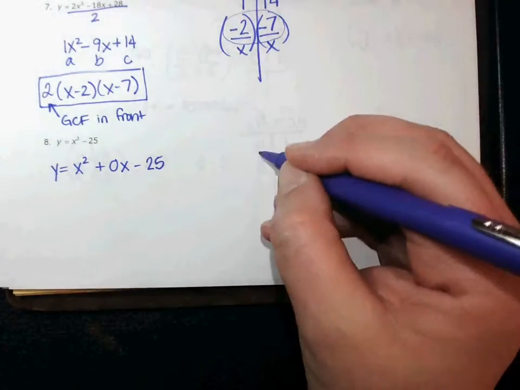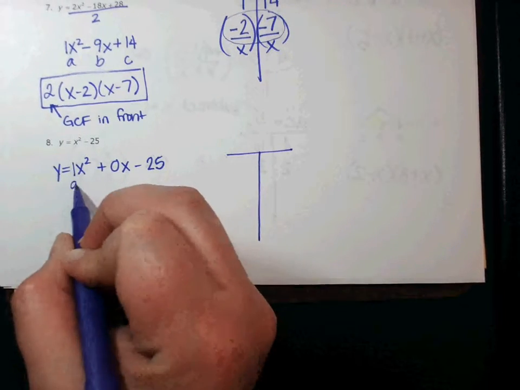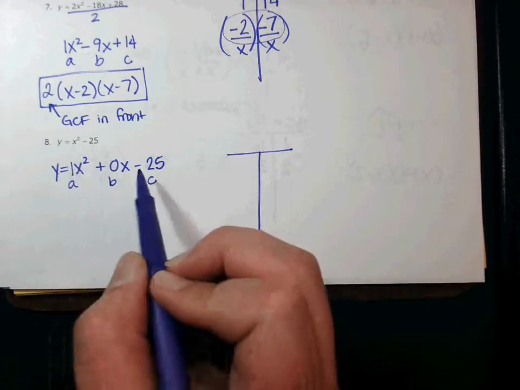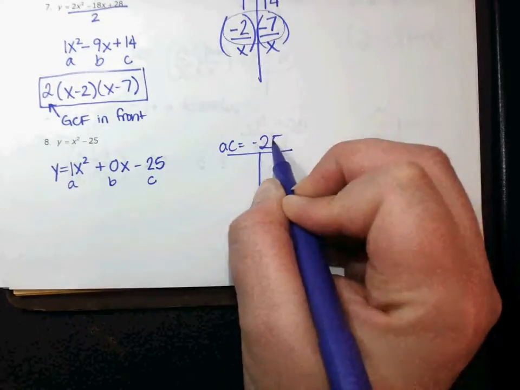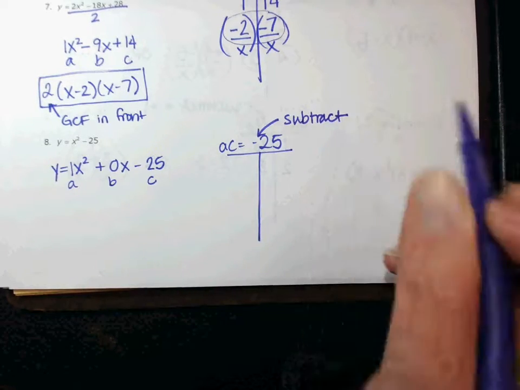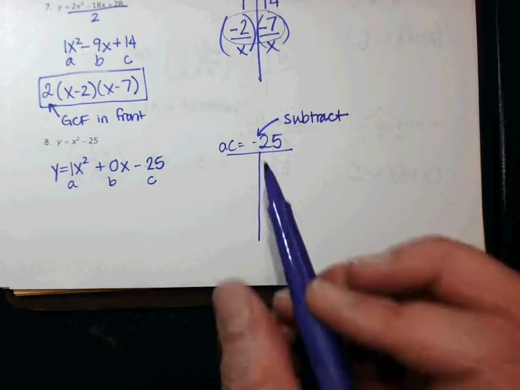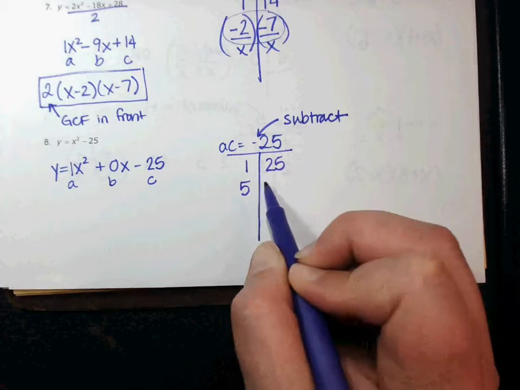Set up your T. Actually, let me ask this: do we have a GCF here? No. Okay, so my A is a 1, B is a 0, C is a negative 25. What is 1 times negative 25? Negative 25. Remember that negative is important because that tells me later on I'm going to have to subtract. What are my possible factors that will multiply to 25? 1 and 25 or 5 and 5.